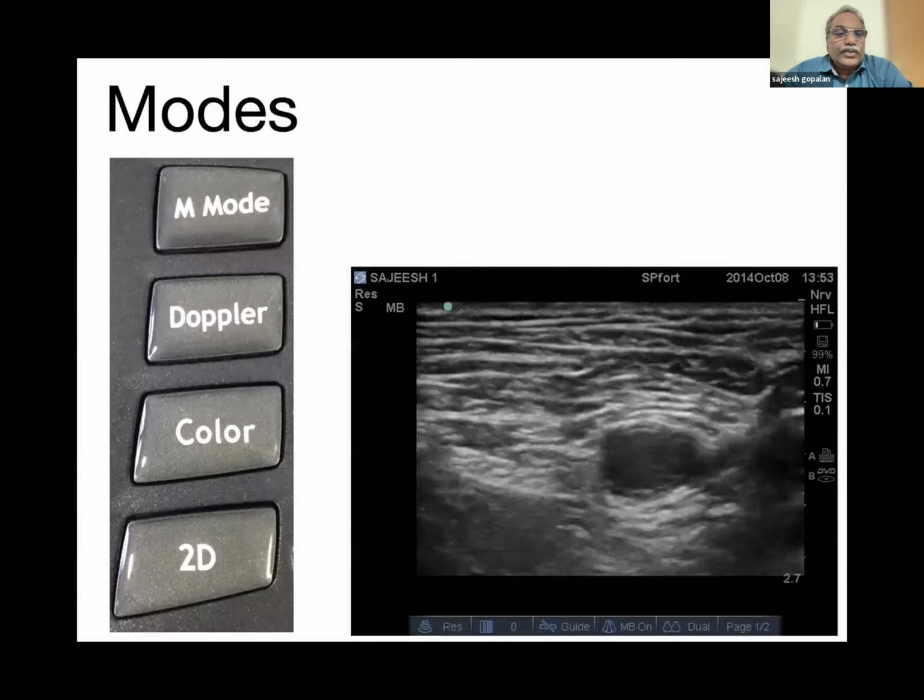Then we have some modes there, and the commonly used modes are the M mode. The M mode is a measurement mode, and then Doppler mode and color mode, and 2D. 2D is the most commonly used mode for any ultrasound.